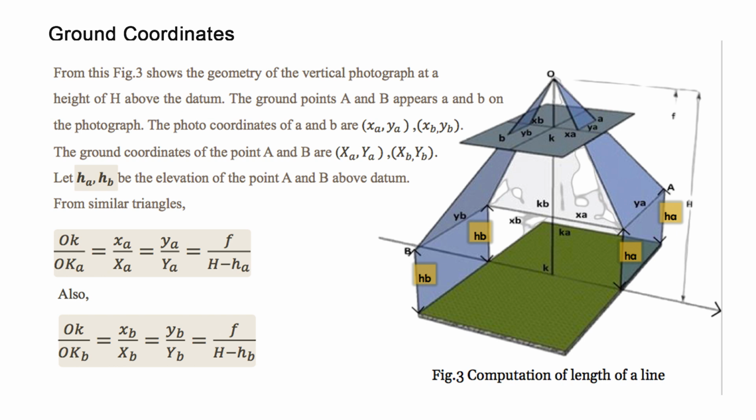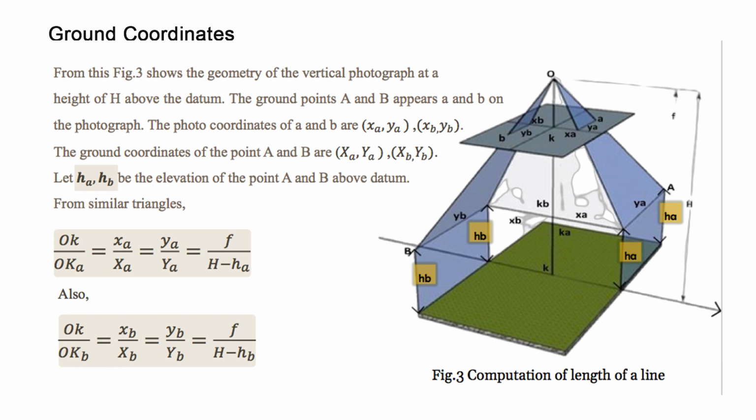The ground coordinates of the points capital A and B are XA, YA, XB, YB. Let HA and HB be the elevations of the points capital A and B above the datum. So, we can write from the similar triangles, Ok by OKA is equal to small xa by capital XA is equal to small ya by capital YA is equal to F by H minus HA. I will repeat, you need to see the figure closely. It is just applying the similar triangles.